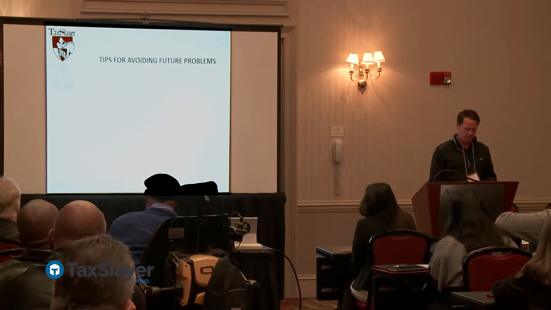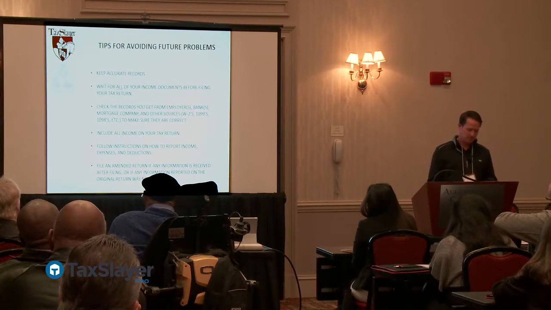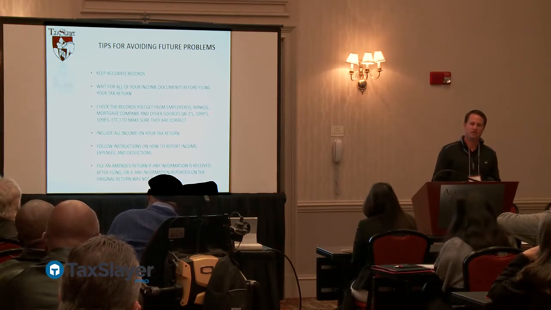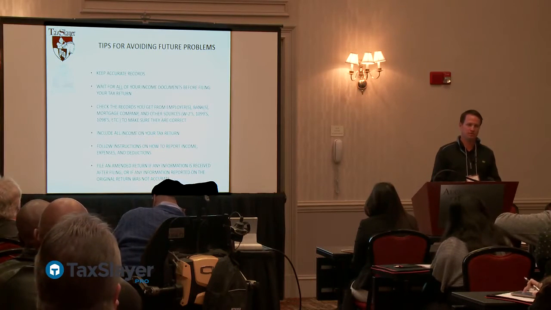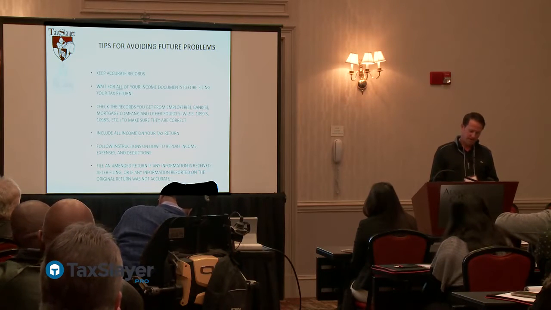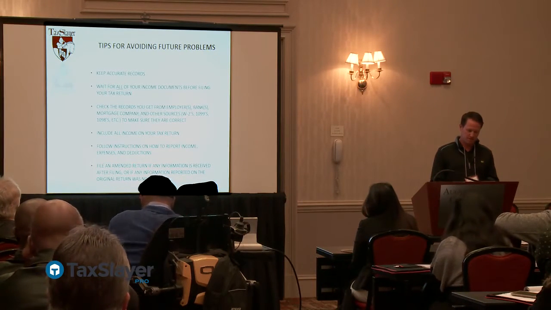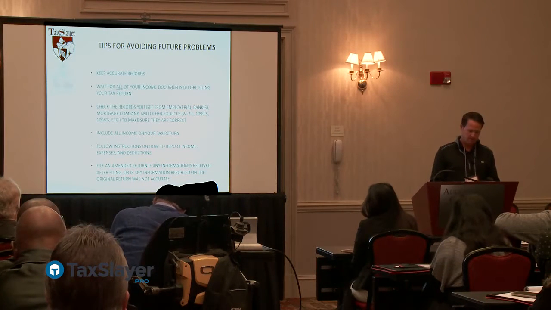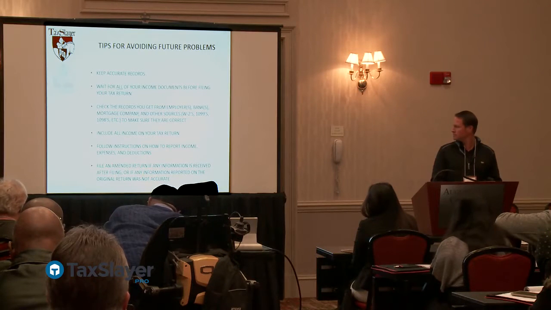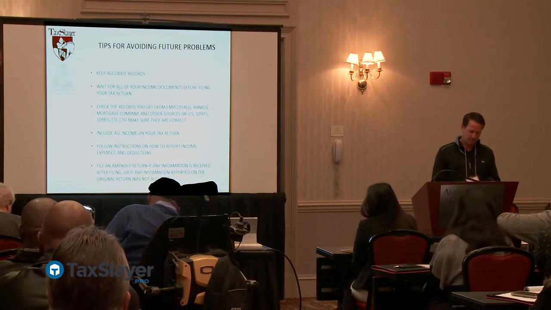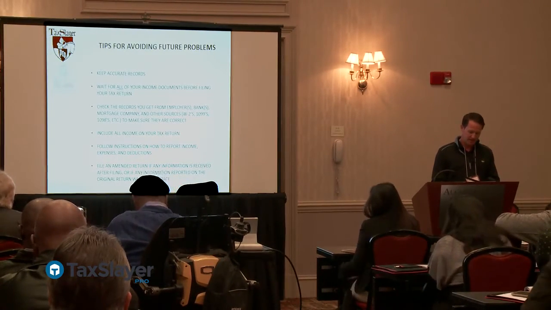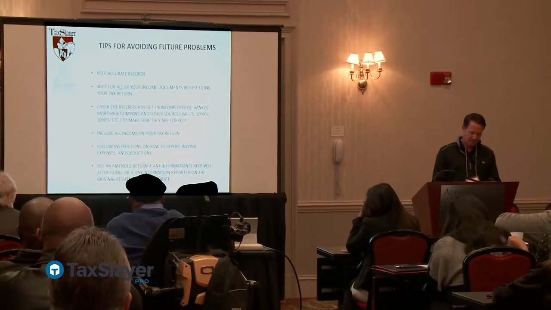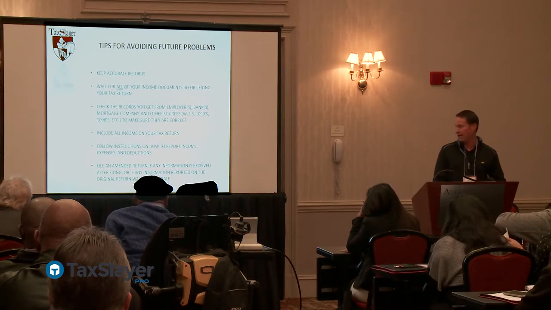Some tips for avoiding future problems. Keep accurate records. Wait for all of your income documents before filing your tax return. These people come in to get refunds quickly, and they may have left a W-2, so you want to make sure that you do have all your documents. Check the records you get from employers, banks, mortgage company, and other sources, W-2s, 1099s, 1098s, etc., to make sure they are correct and accurate. Include all income on your tax return. Follow instructions on how to report income, expenses, and deductions. File an amended return if any information is received after filing, or if any information reported on the original return was not accurate.